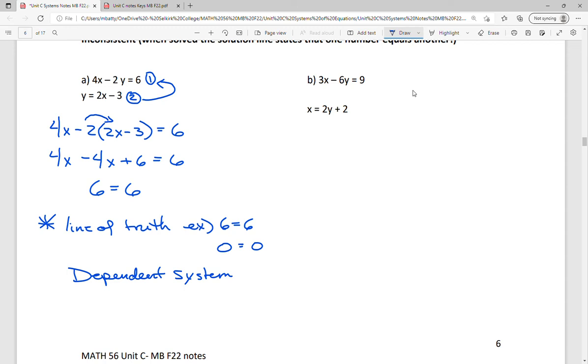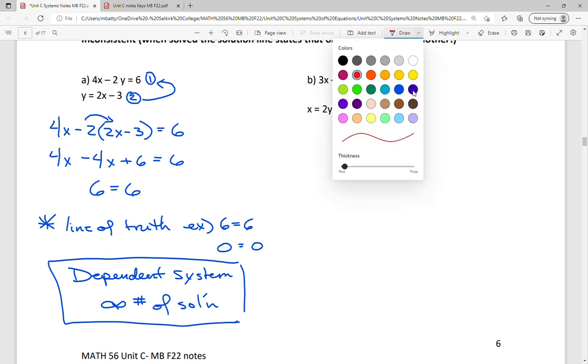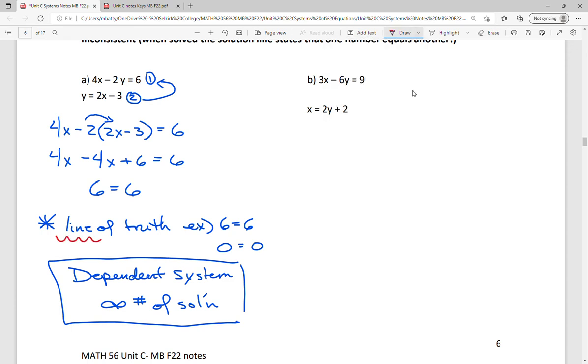It tells you could pick an infinite number of xy coordinates that would satisfy both of these at the same time. They're actually the same line, even though they look very, very different up here. So there's an infinite number of solutions. And really the key thing here is how you recognize it when you're using algebra. You're not drawing pictures, and we're looking for this line of truth.